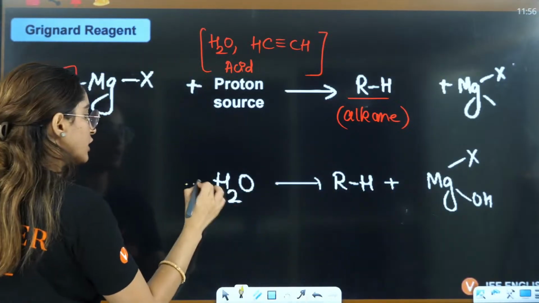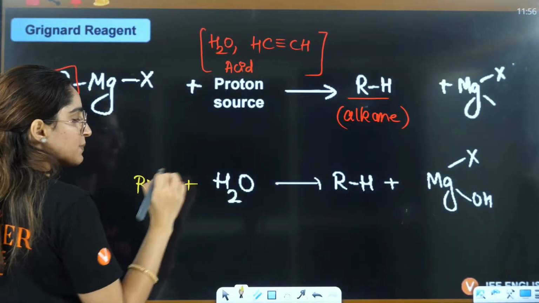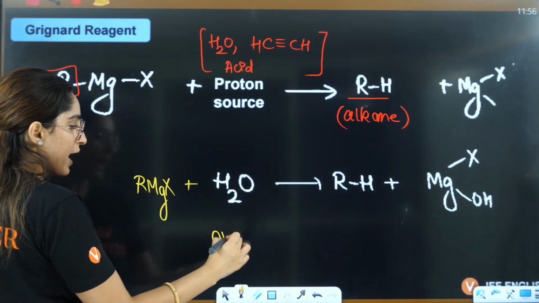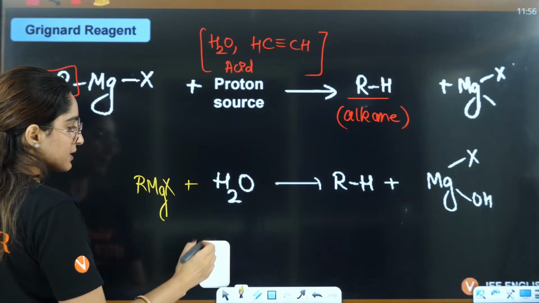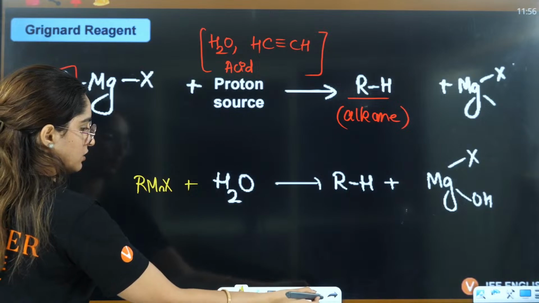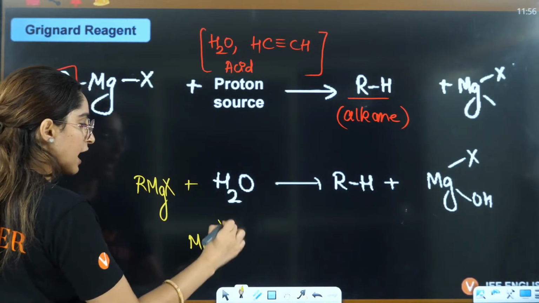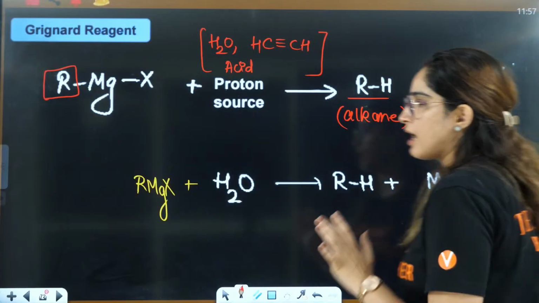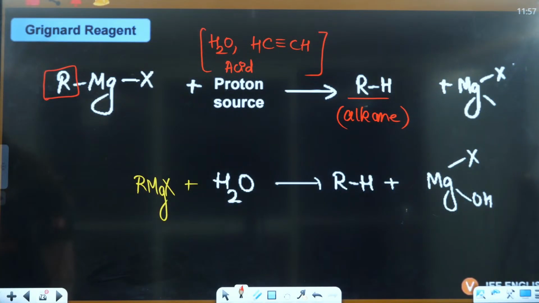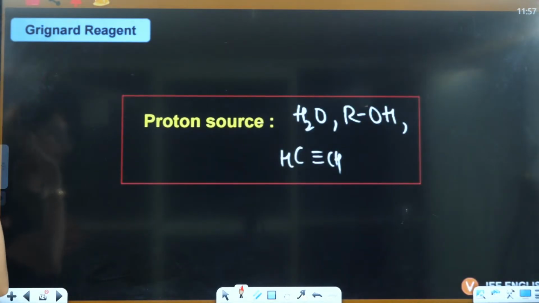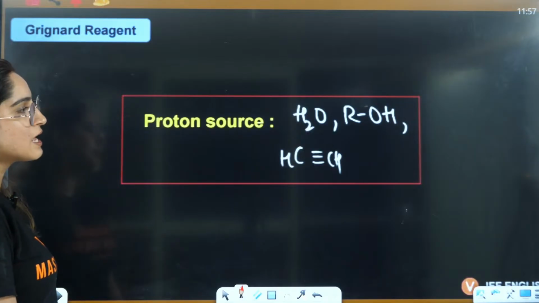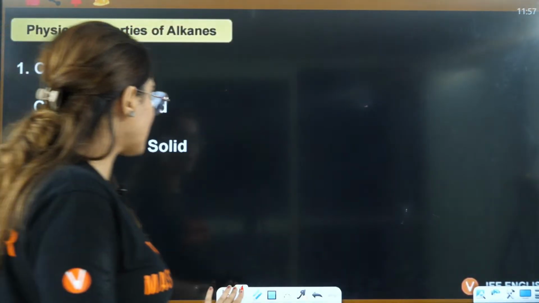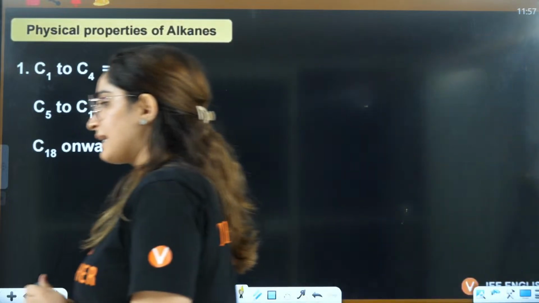So if you see this here, RMgX, for example, this is a proton source, it will abstract the proton from here, it will get converted to RH, and here Mg(OH)X will be formed, that means Mg will have X and will have OH here. So that is how you will have the formation of alkanes from the Grignard reagent. Okay, so these are the different proton sources that can be there. Acids also you can include. Okay, now let's talk about physical properties of alkanes.